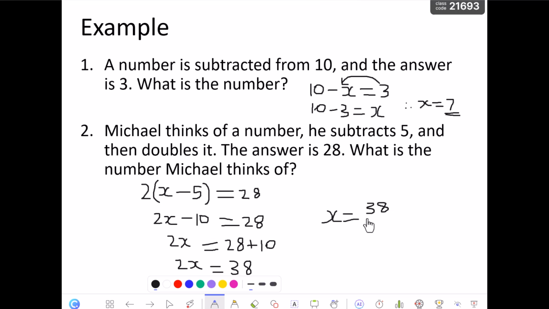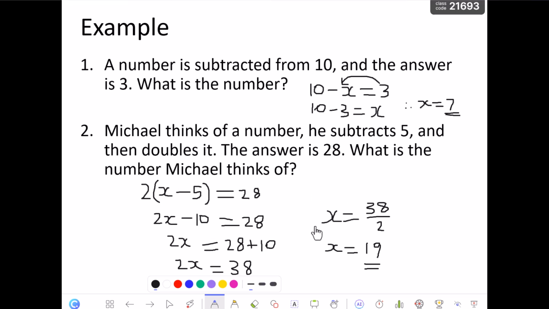divided by 2. And what is 38 divided by 2? You will get your 19. That is your final answer. So the second question, the answer is 19. So Michael thinks of the number 19. That is the answer we give you.